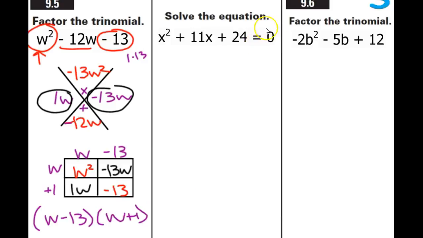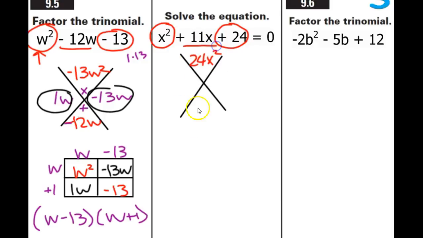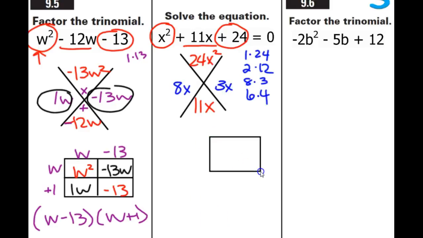This middle one, though, is equal to 0, so once we get to this point, we will have to solve. So let's draw our diamond. Multiply your first and your last term, which goes on the top, and we have 24x squared. And then the middle term is 11x. What multiplies to get 24? Well, 1 and 24, 2 and 12, 8 times 3, 6 times 4. The only ones that are going to add to get to 11 are 8 and 3. I'm going to draw my box.